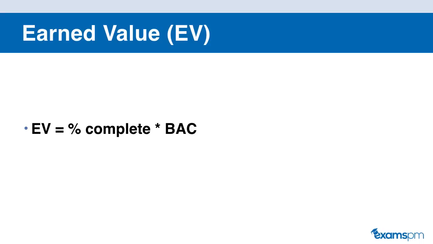So let's say that you have a budget of $10,000 and you're 50% complete on the project. So 50% times $10,000 is $5,000. So in this case, your earned value will be $5,000.